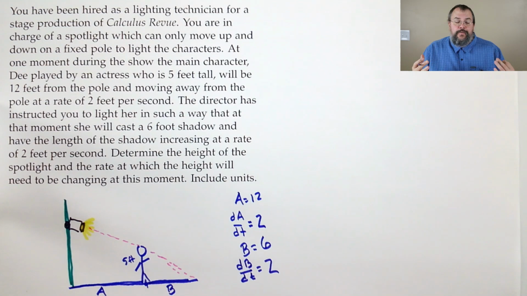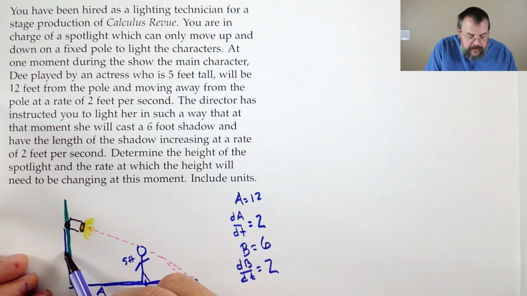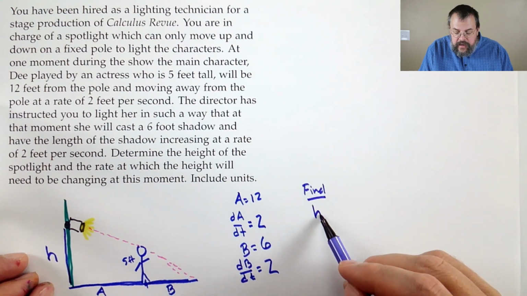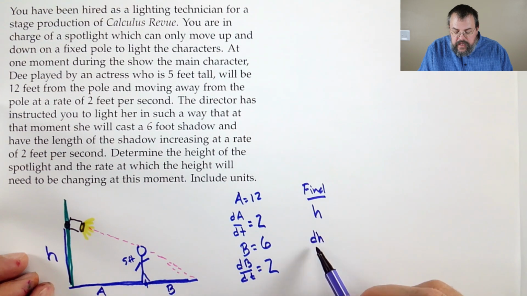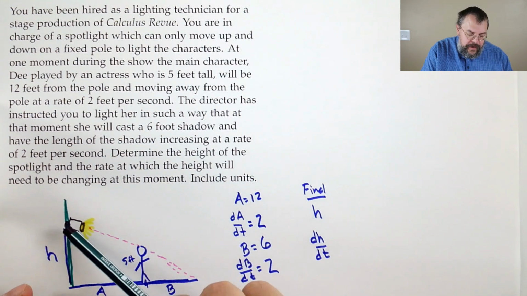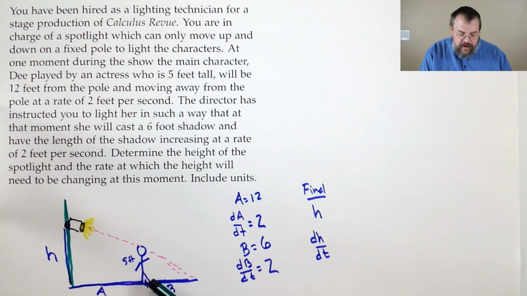All right, so we have all this wonderful information. Now, what are we after? We're after understanding the height of the spotlight. So we need to find the height of the spotlight, H, and dH/dt. If you've made it this far, I think you see what we're going to be using to answer this question. We have a beautiful setup. It's perfect for similar triangles. And we can see it. We have this larger triangle and this smaller triangle, and they're similar to each other.